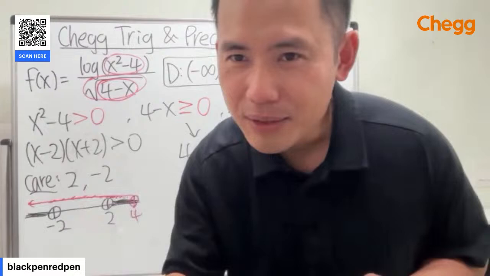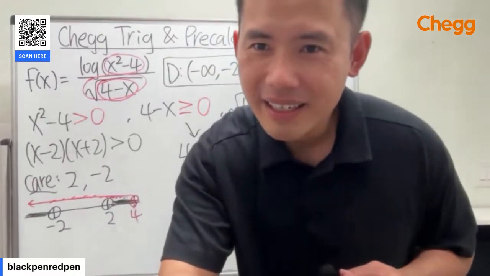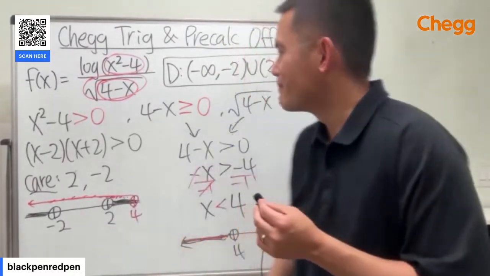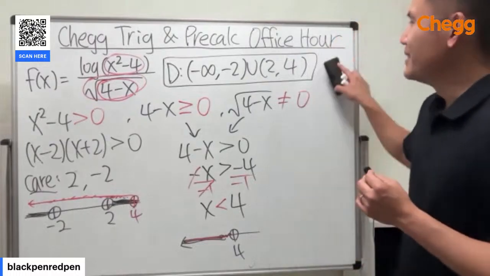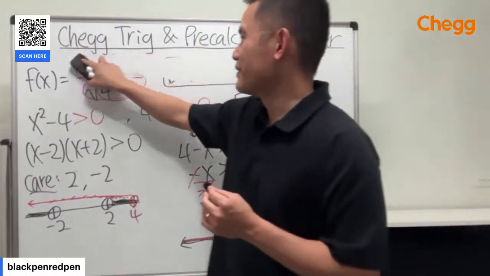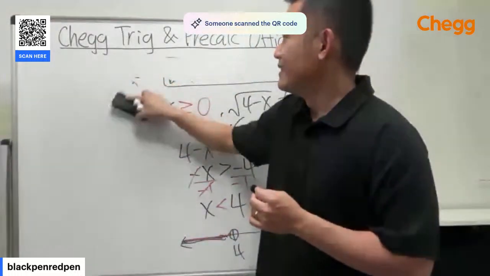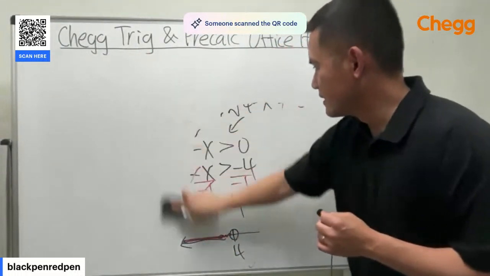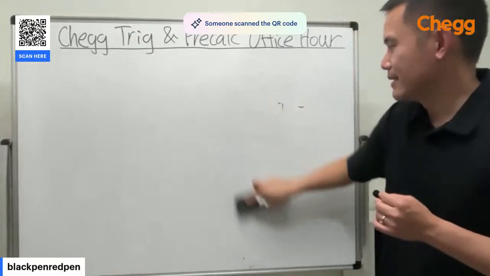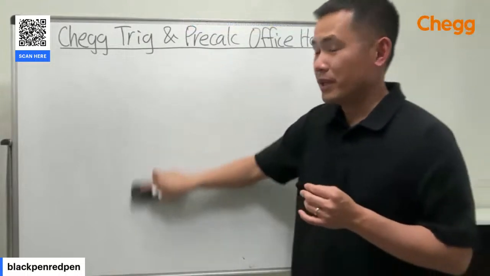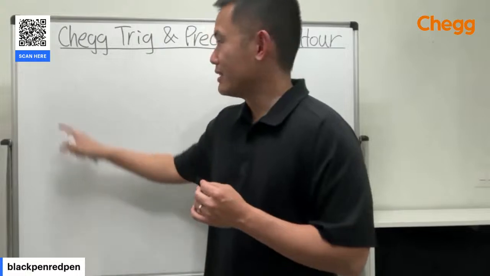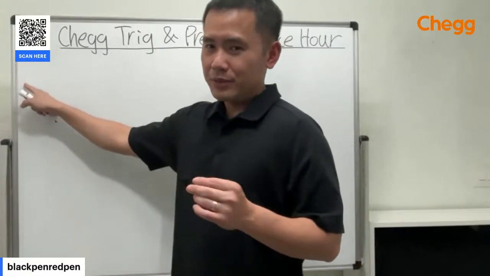Domain of e to the tangent of e to the x. That's actually quite challenging, I would say. Let's have a look. Finding the domain is actually a lot of fun, I will tell you that.